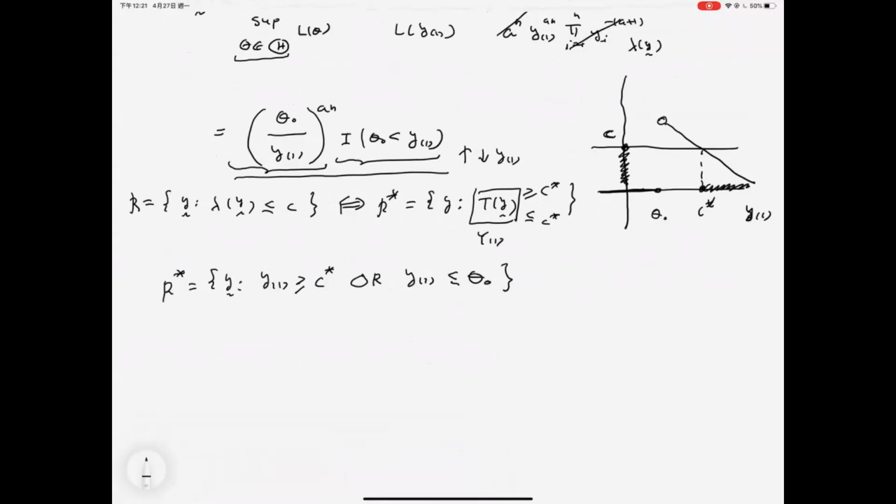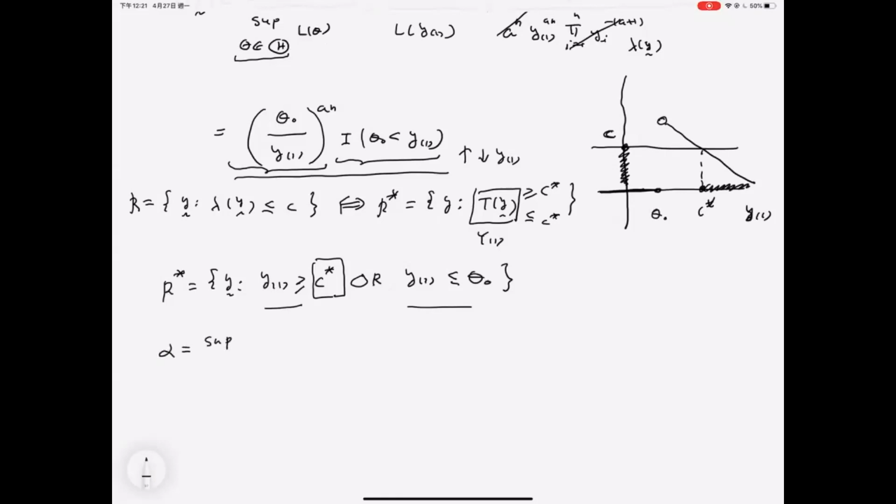Then you have two things here to work on. How do we find C star then? Hopefully this is typical and standard for you by now. I keep saying so: how do I find C star? I'm using the type 1 error to find C star, or the size.